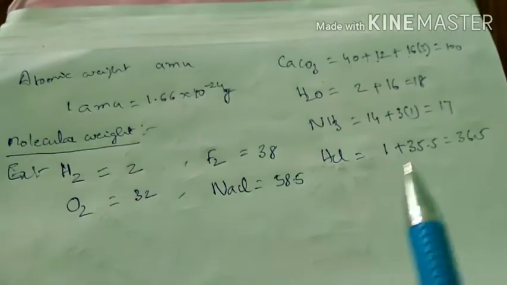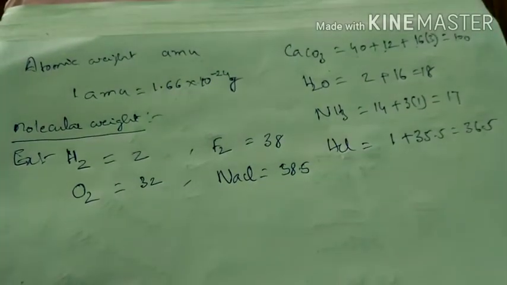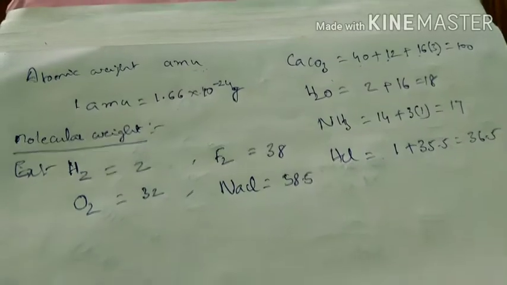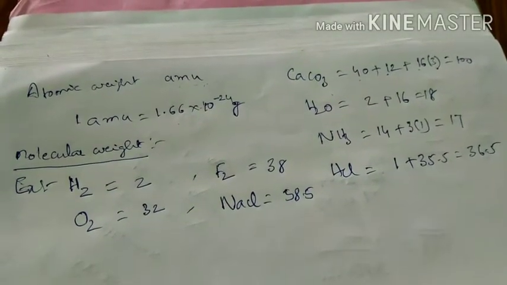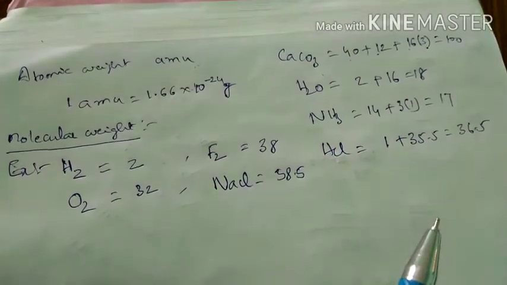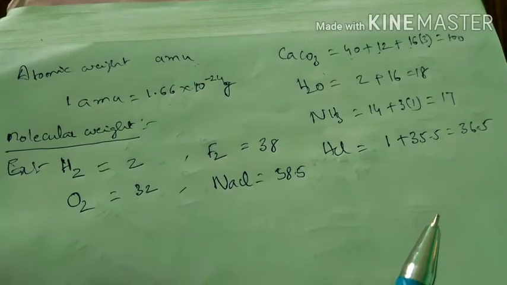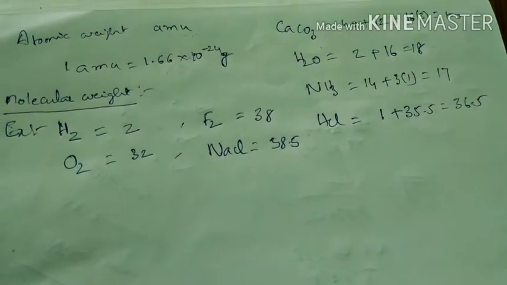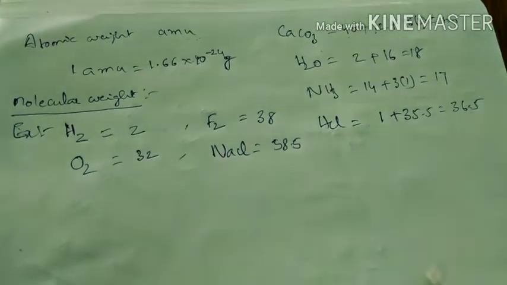So this is the way to calculate molecular weight. If you know atomic weights from atomic number 1 to 20, then we can calculate molecular weights. That's all. So what is the definition of molecular weight? The sum of atomic weights in a molecule is called molecular weight.